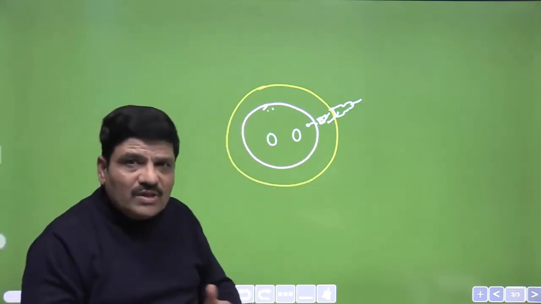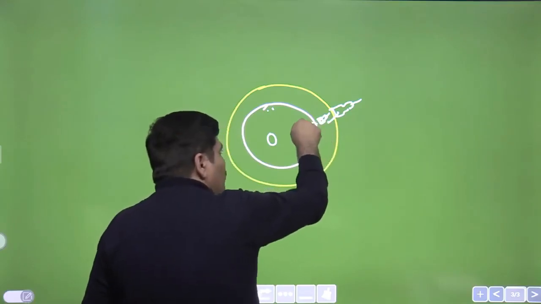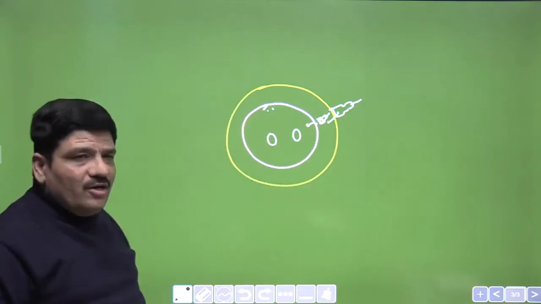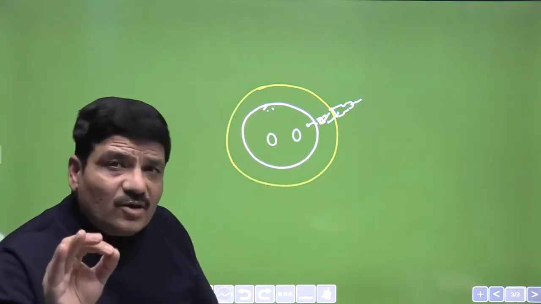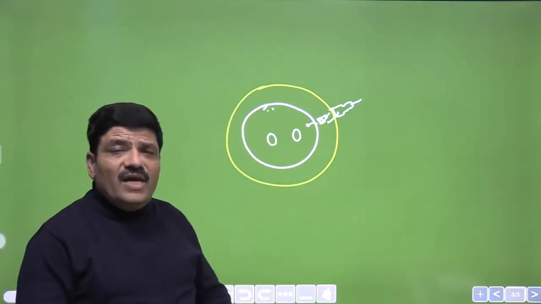And that is why I was saying that the entry of the sperm into the cytoplasm of the secondary oocyte is an apparent act of fertilization. It is actually the fusion of the male and female gamete.